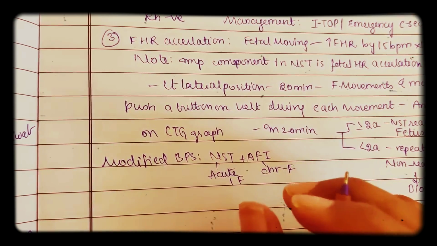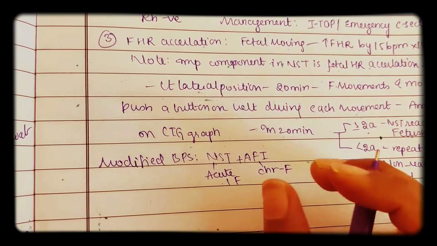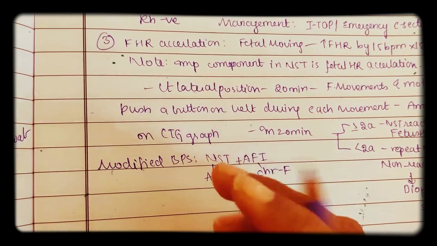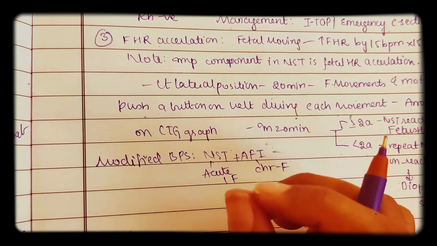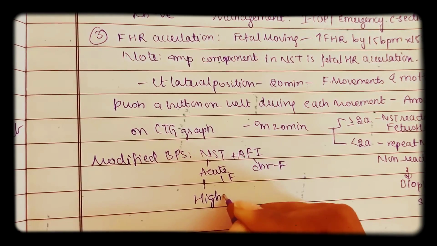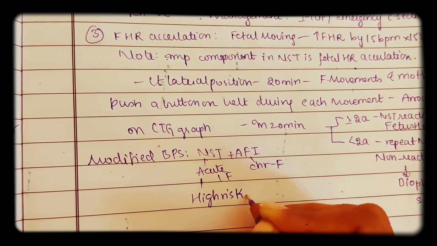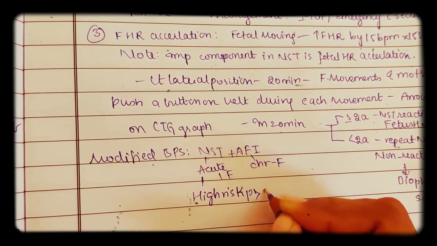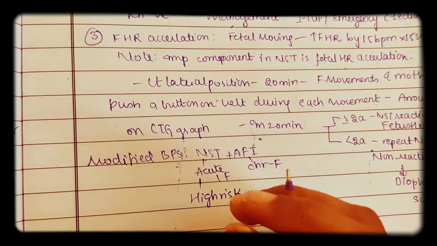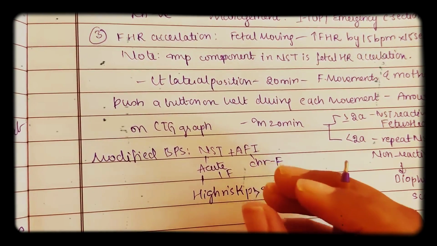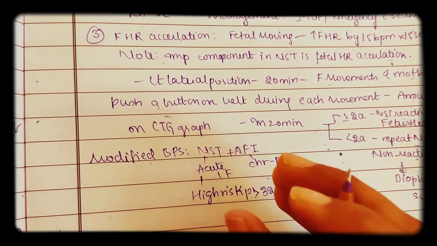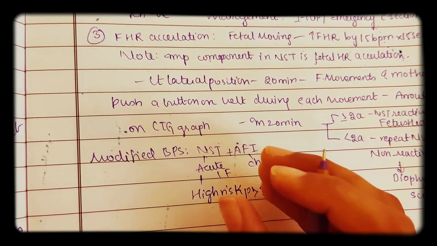So if any parameter is abnormal, we will do the biophysical score. NST is done in all high risk pregnancies above 32 weeks. So all high risk pregnancies greater than 32 weeks, regularly we need to do NST. Okay, and remember that in any abnormal case we'll come for this biophysical score, and NST is done especially in high risk pregnancy above 32 weeks.